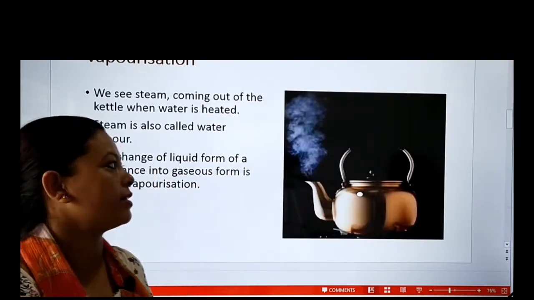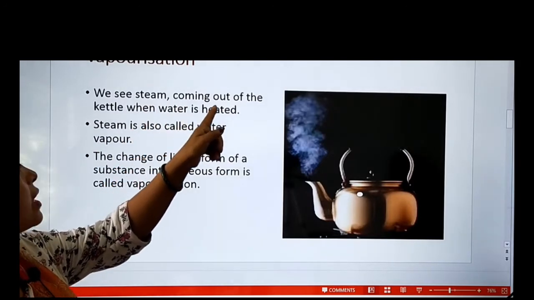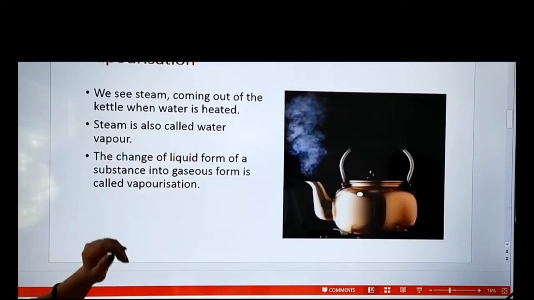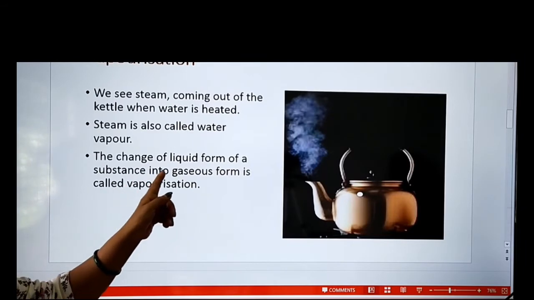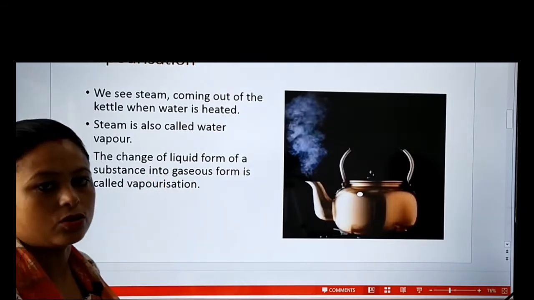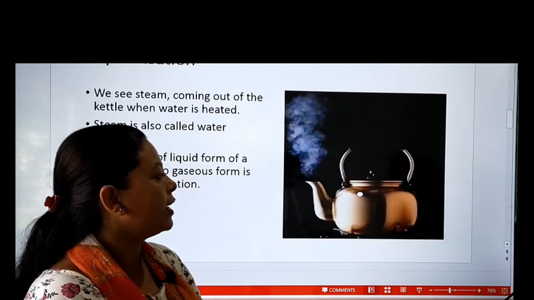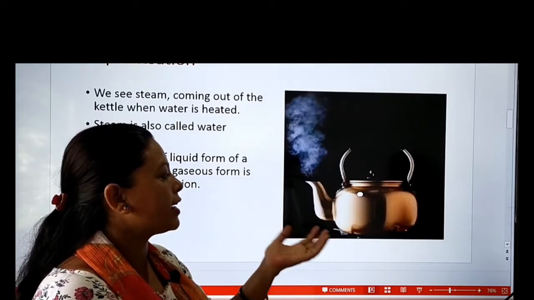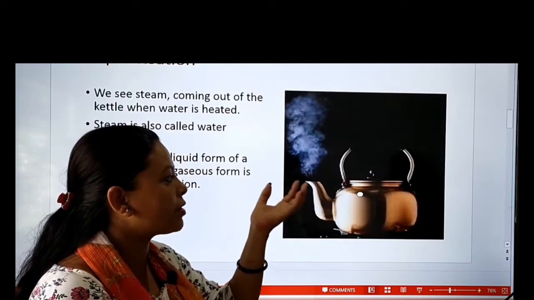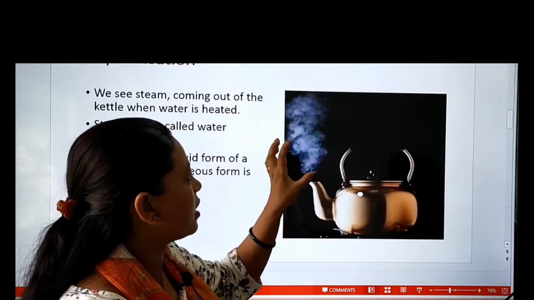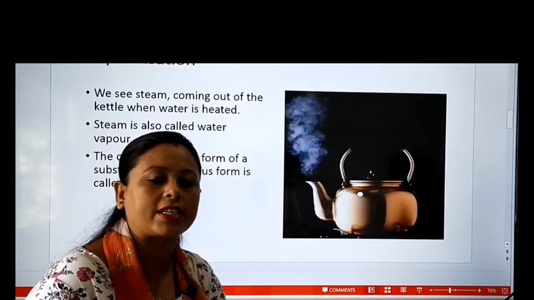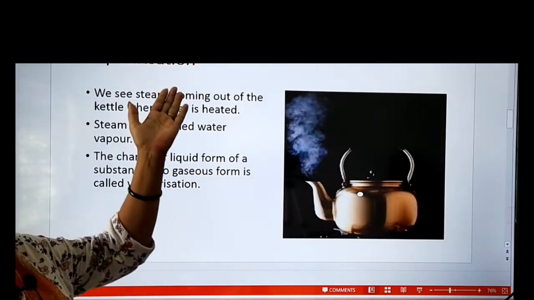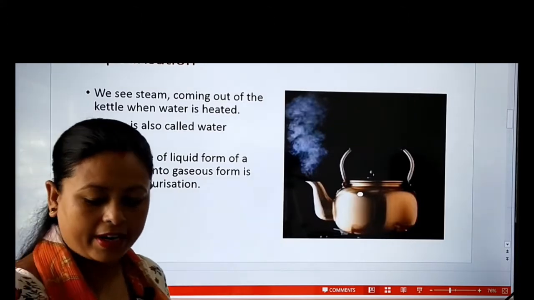Next one is vaporization. We see steam coming out of the kettle when water is heated. Steam is also called water vapor. The change of liquid form of a substance into gaseous form is called vaporization. Sometimes at home you can see your parents boiling water, isn't it? At that time, when the water is heated up, the steam comes out from the kettle. When the water is heated up, then water changes into gaseous form. That is called vaporization.